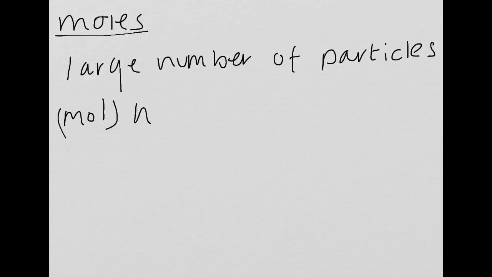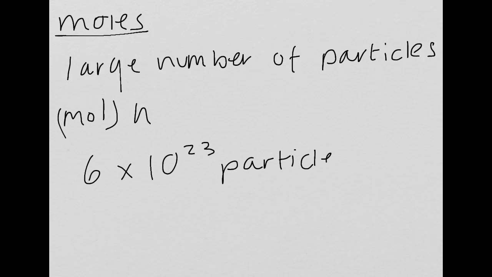One mole is approximately 6 times 10 to the 23 particles, and that is Avogadro's constant. It's actually 6.02, and you will be given that in the exam if you need it. It doesn't matter what the particles are, they can be molecules, electrons, ions, penguins, anything.